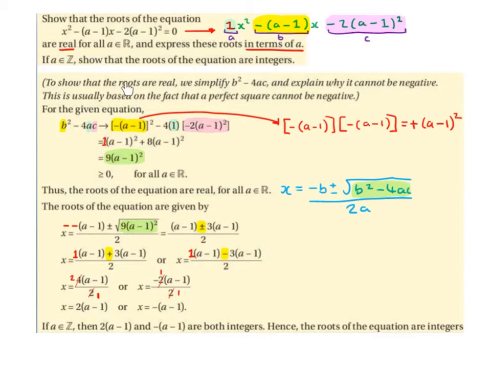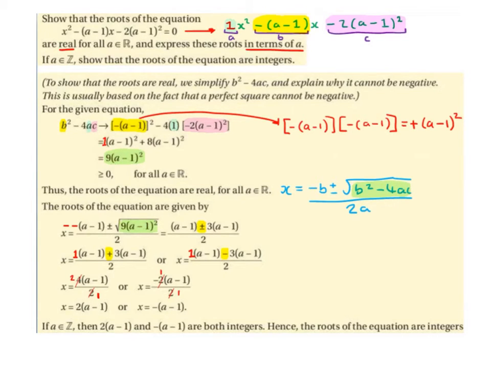So to show that the roots are real, we simplify b squared minus 4ac and explain why it cannot be negative. This is usually based on the fact that a perfect square cannot be negative. So I'm going to write out my equation again over here and label it a, b, and c. The number in front of the x squared is 1, so a is equal to 1.